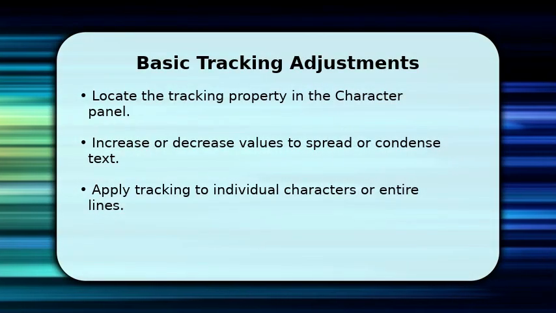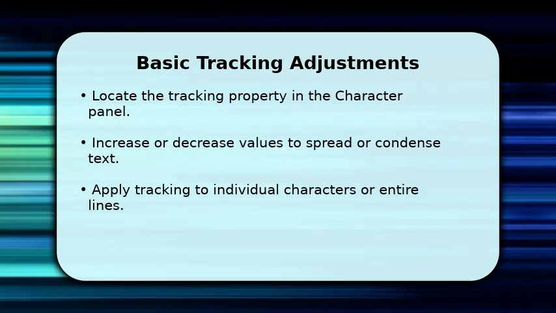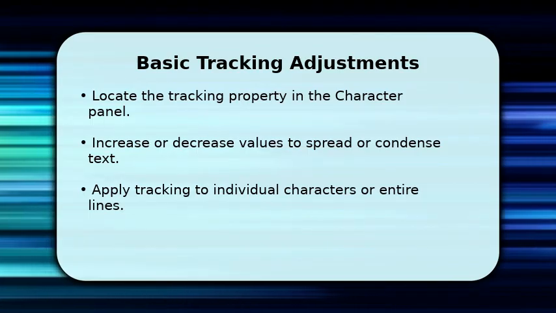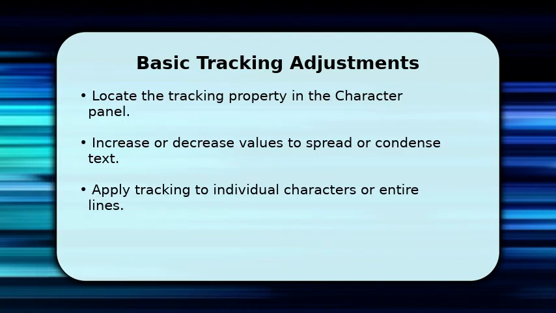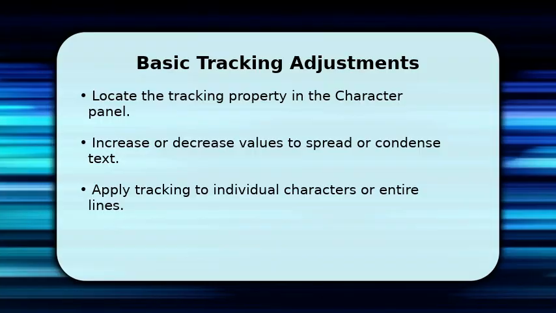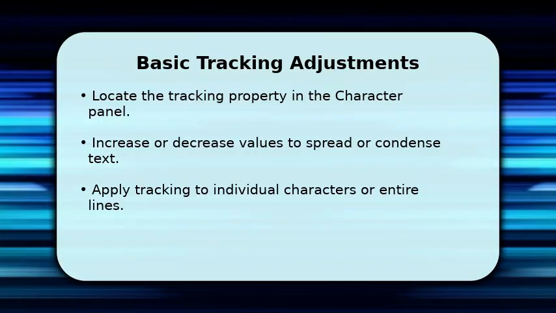To begin, navigate to the Character panel in After Effects. Here, you'll find the tracking property, often represented by VA with an arrow. Adjusting this value, for example, to 50, will spread your text, while a negative value, like -20, will condense it. You can apply these changes to an entire text layer or select specific characters for more precise control. Experiment to find the perfect spacing.